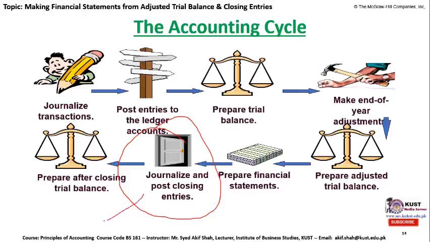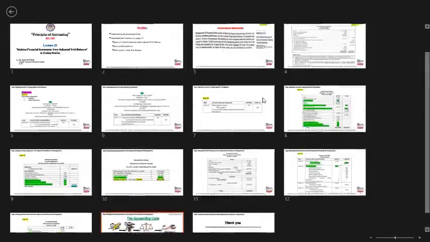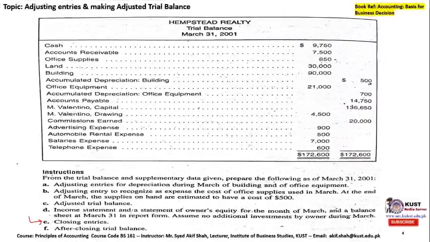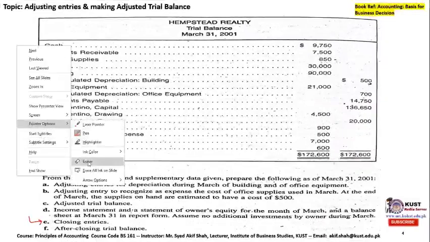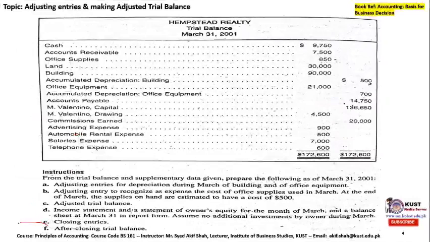After that, if we wish, we can make an after closing trial balance, that is, after closing down the nominal accounts, we can make our final after closing trial balance. Let's see how to do that. But before that, we can go back to the question's instructions, and the final instruction, that is part F, is actually requiring us to make the after closing trial balance.